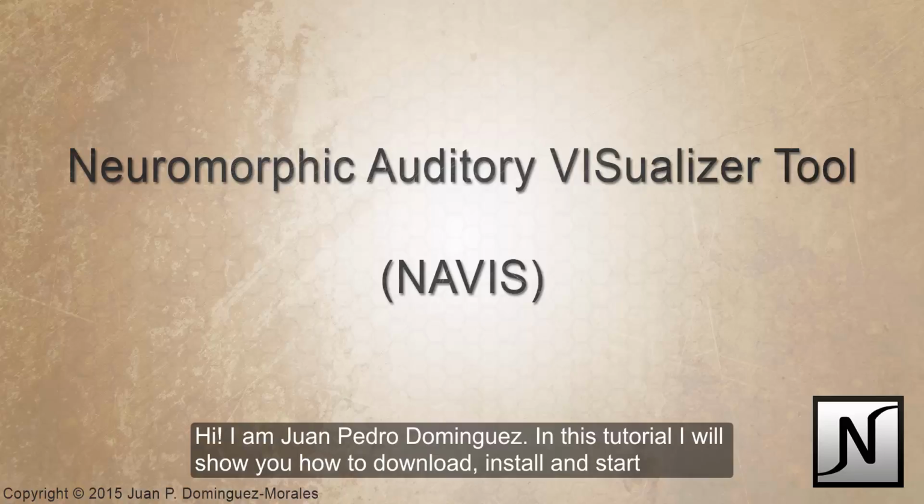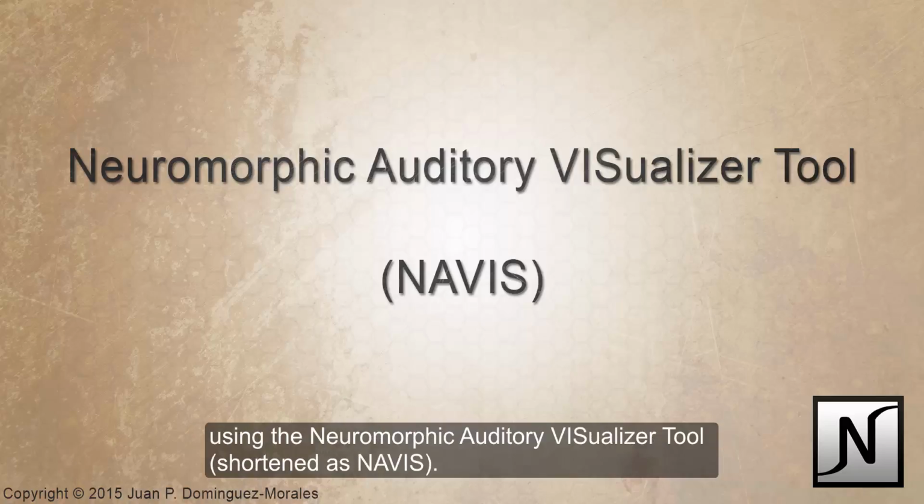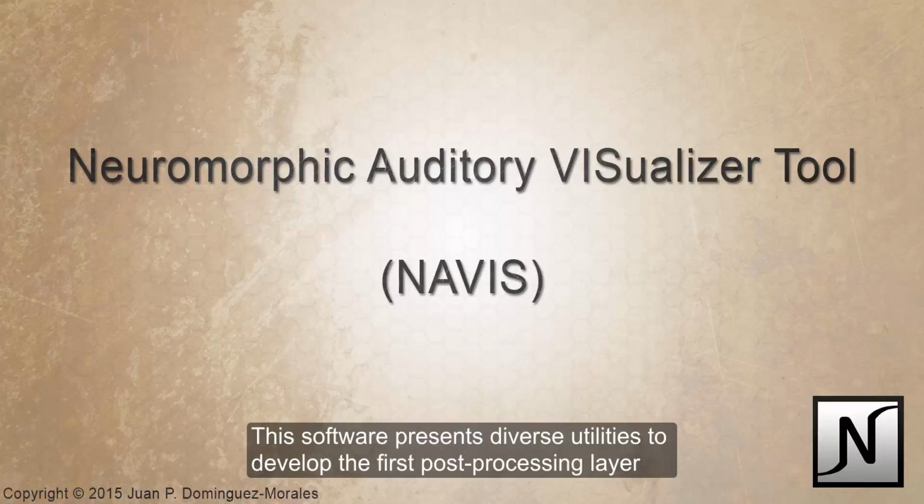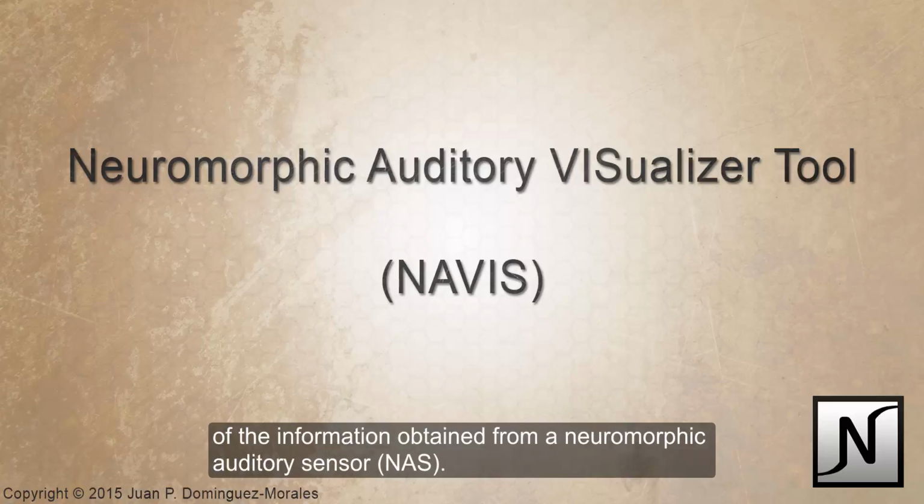In this tutorial, I will show you how to download, install, and start using the Neuromorphic Auditory Visualizer tool, shortened as NAVIS. This software presents diverse utilities to develop the first post-processing layer of the information obtained from a neuromorphic auditory sensor.